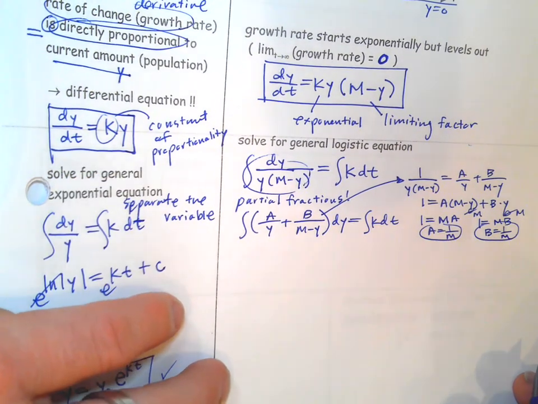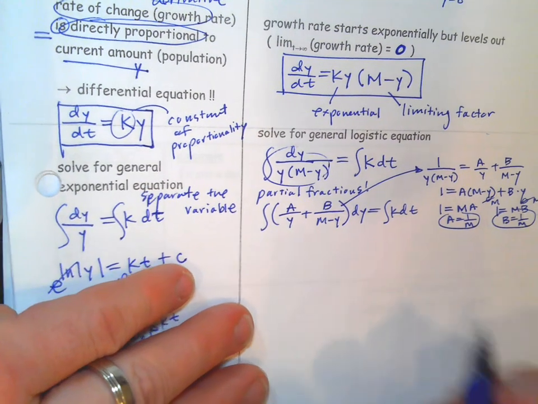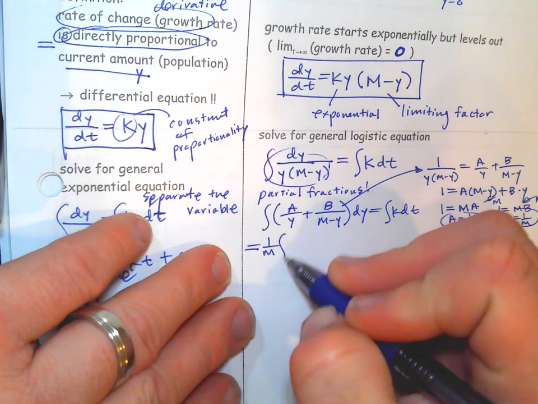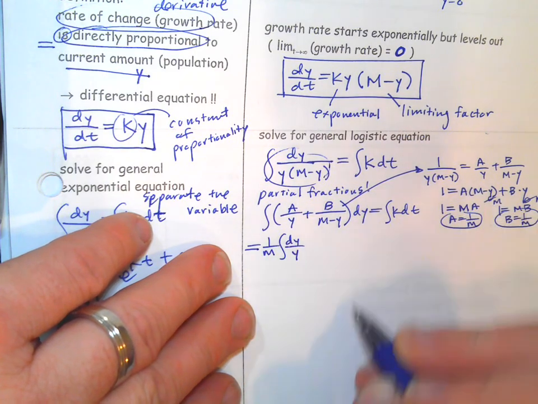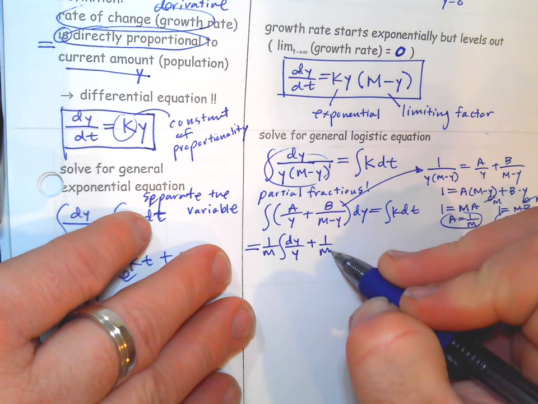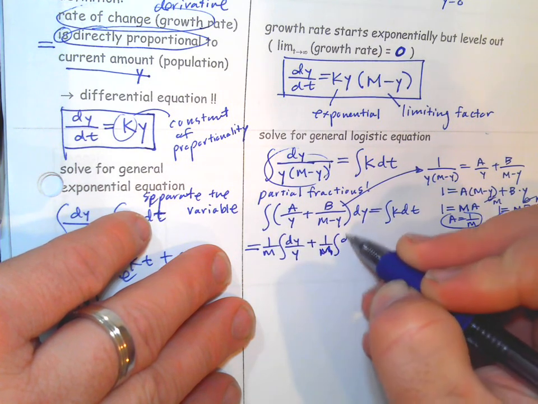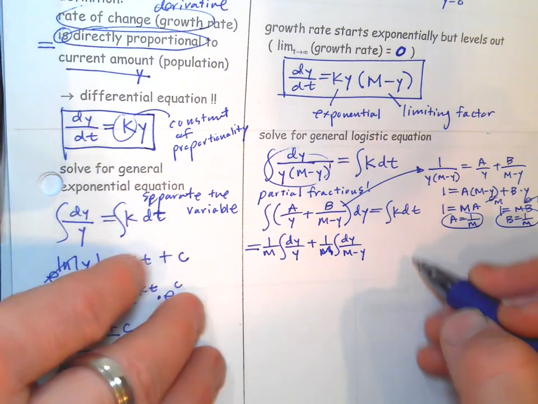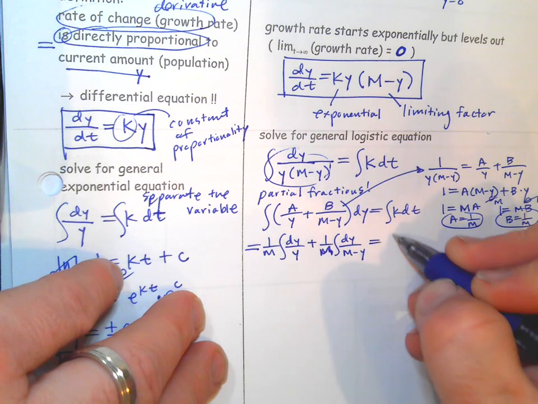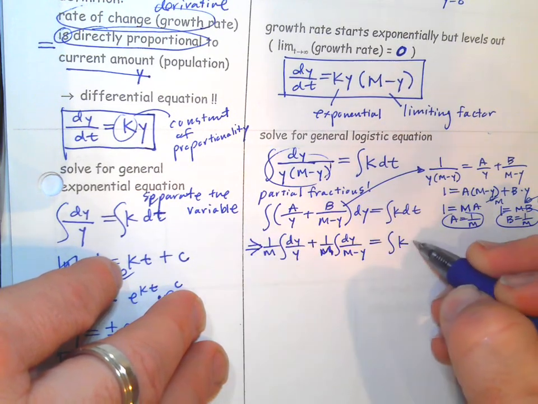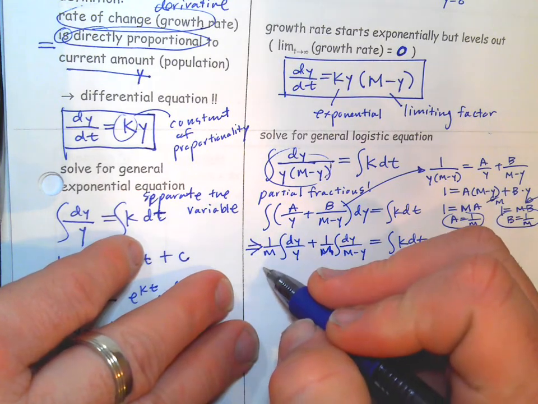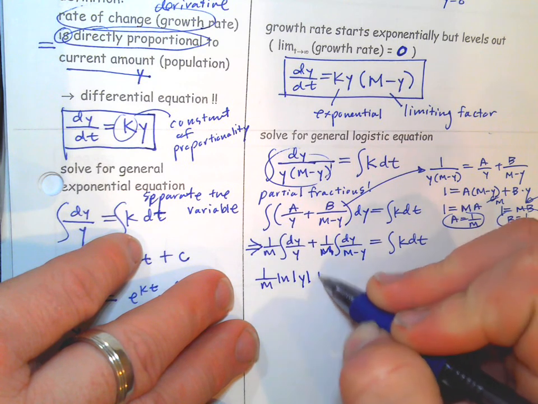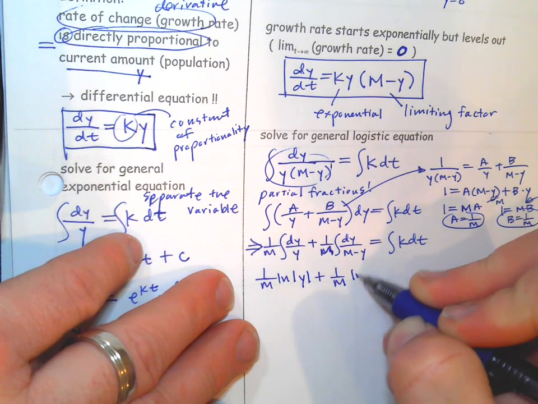Right? Now, these are the coefficients. m is just a number. So when I rewrite it over here, it's going to be 1 over m dy over y plus 1 over m dy over m minus y equals k dt. So this is going to be 1 over m natural log of the absolute value of y plus 1 over m natural log of the absolute value of m minus y.